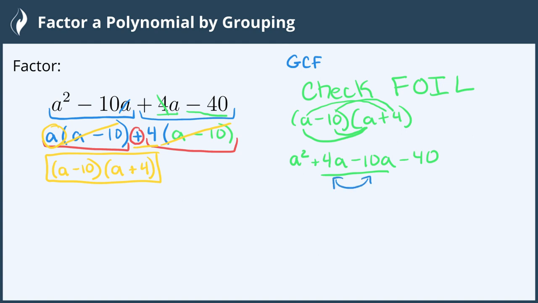back, it would be the exact same, and that tells us that our factored binomials are correct, and that is our polynomial factored into two binomials. And we're all done.